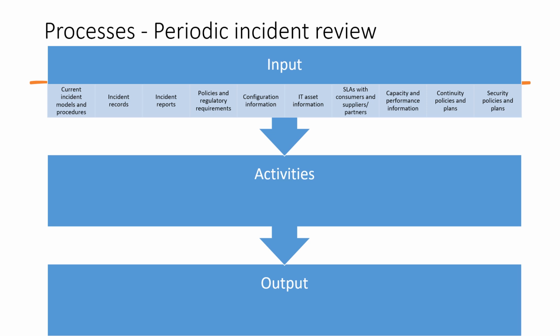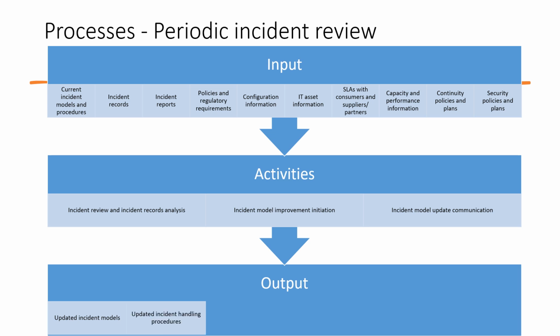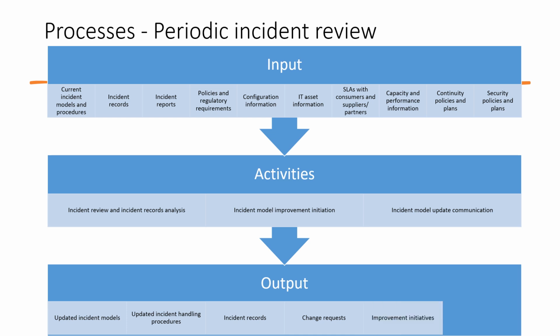You have three activities in the periodic incident review process, being incident review and incident record analysis, incident improvement initiation, and incident model communication. These activities create the following outputs: updated incident models, updated incident handling procedures, incident records, change requests, improvement initiatives, and incident review reports.